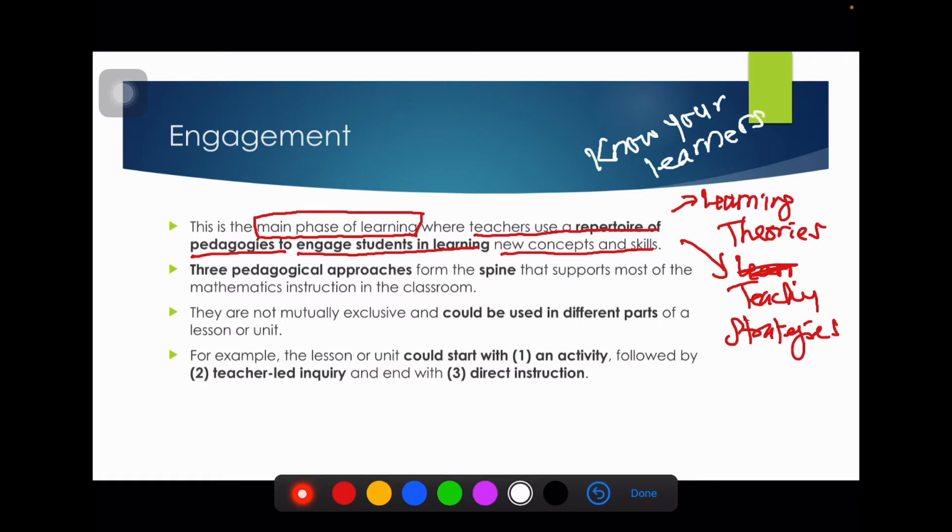Whether they are fast learners, average learners, or academically challenged learners. Whether they are visual learners or auditory learners or kinesthetic learners. And then 3 pedagogical approaches form the spine that supports most of the mathematics instruction in the classroom.